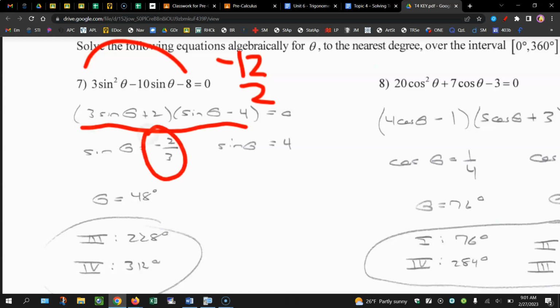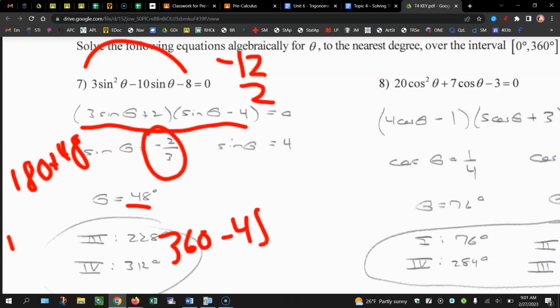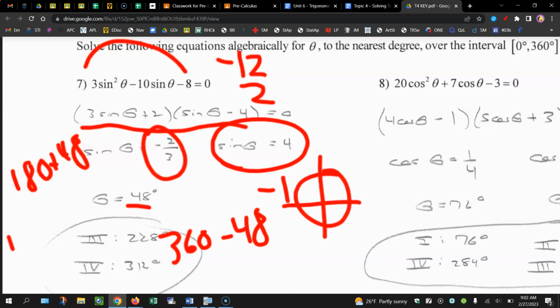Sine theta equals -2/3. Don't plug the negative in. You get 48 degrees. Y is negative in quadrants 3 and 4. So 180 plus 48 is where the 228 is coming from, and 360 minus 48 is where that 312 is coming from. Sine theta equals 4. On the unit circle, sine is y and only goes between -1 and +1, so you're going to get an error in your calculator. That's not going to give you any solutions. So you just have these two solutions here.